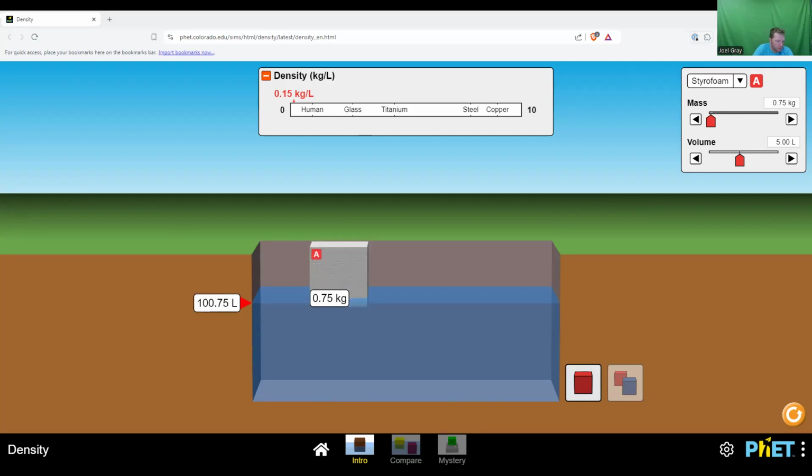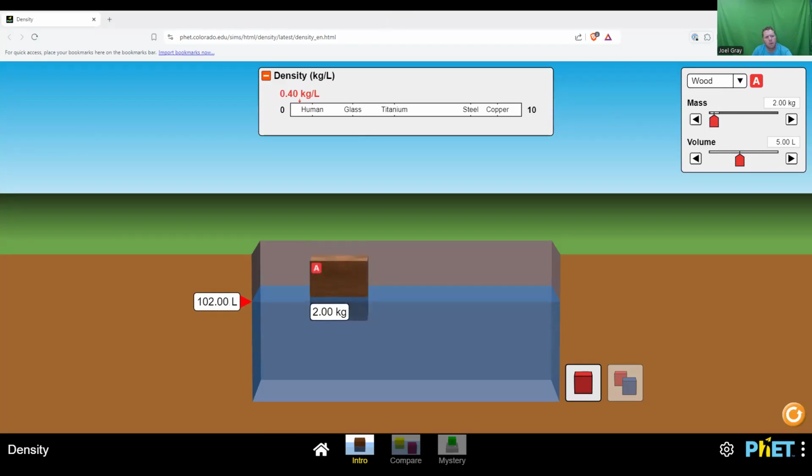Here's our cube. Most of it is above the surface of the water. A small percentage of it is submerged. Now, let's switch this object to wood.